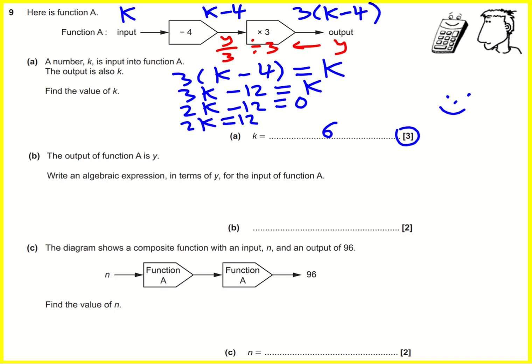Now I need to think, what would I get? What do I need to minus 4 from to give me y over 3? And again, I do the opposite. I'm actually going to add 4, and I'm going to be left with y over 3 plus 4. And that's my answer. y over 3 plus 4.